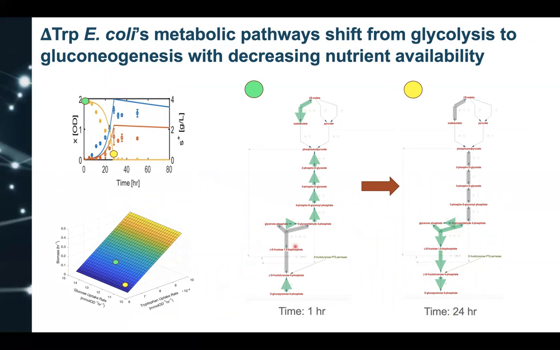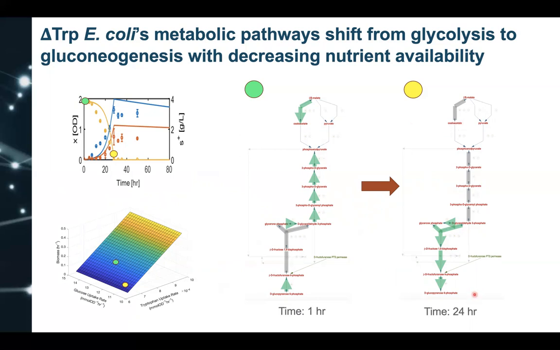First of all, with this delta tryptophan E. coli, metabolic pathways do shift from glycolysis to gluconeogenesis with decreasing nutrient availability. We see with high glucose, we have glycolysis, which makes sense. We have a lot of glucose available. The model will want to try and break it down. I should say the organism will want to break it down.